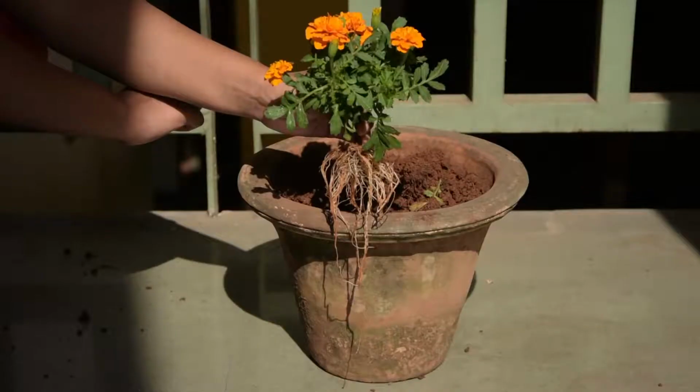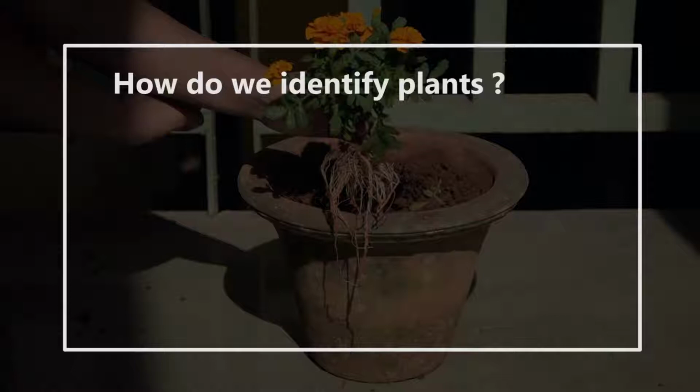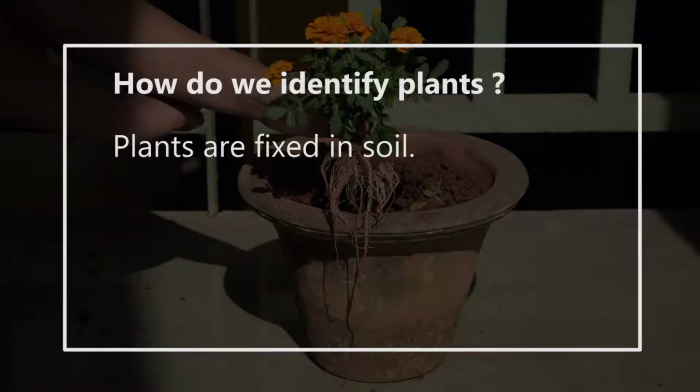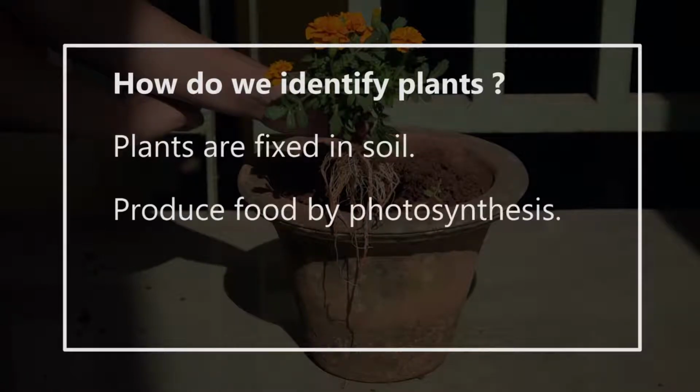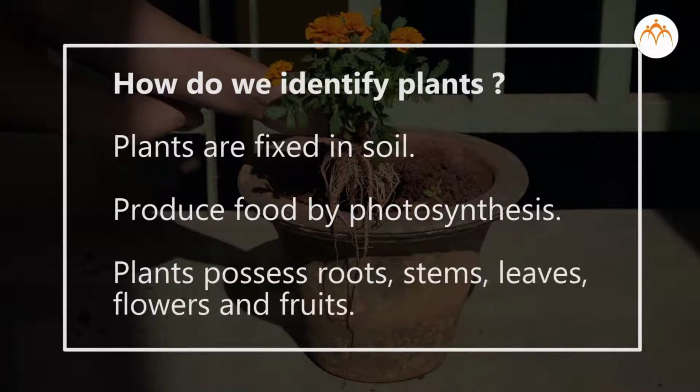Plants which we normally see around us possess underground roots, aerial organs like stem, leaves, beautiful flowers and fruits. So, today let's study and know about plant organs. We will observe few plant specimens, perform simple activities for this study. Also tell me about various parts of plants. So how do we identify plants? Plants are fixed in soil, produce food by photosynthesis. Plants possess roots, stems, leaves, flowers and fruits.